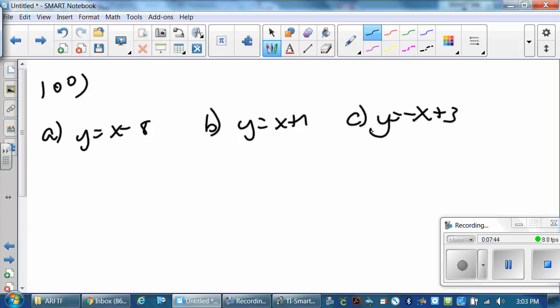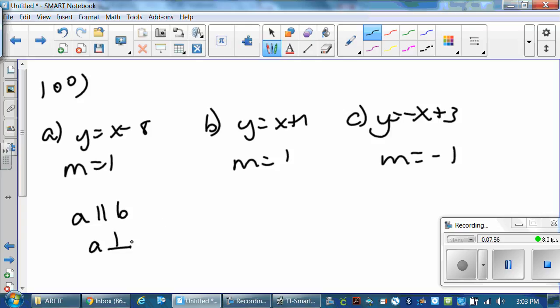plus 3. Well, they've all got different y-intercepts, but A has a slope of 1, B has a slope of 1, and C has a slope of -1, which means A and B are parallel, and A is perpendicular, that's the symbol for perpendicular, to C, and B is perpendicular to C. Both of these are perpendicular to C. So these have the same slope, they're parallel. 1 and -1 would be opposite reciprocals, and so A and C are perpendicular, and so are B and C.